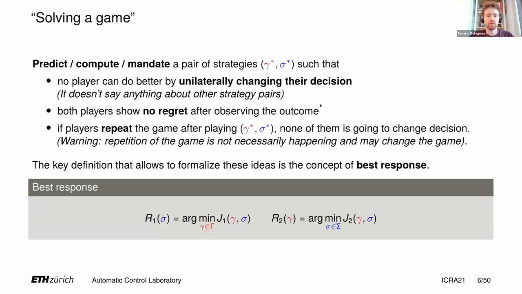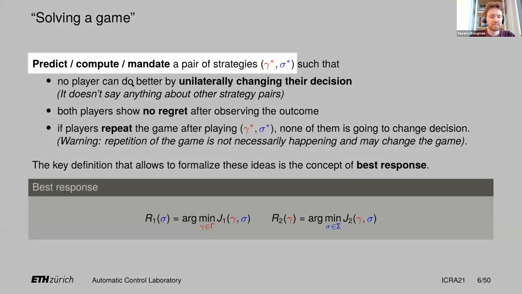Okay, so what does it mean? Now you have a game. What does it mean to solve this game, right? Well, it means different things, depending on what you have in mind. In general, I would say it means either to predict, or compute, or mandate a couple of strategies. Why is there this difference? Because sometimes you have no control of the players. For example, you're observing human players, human drivers, but you want to predict their behavior because you assume they are rational players.